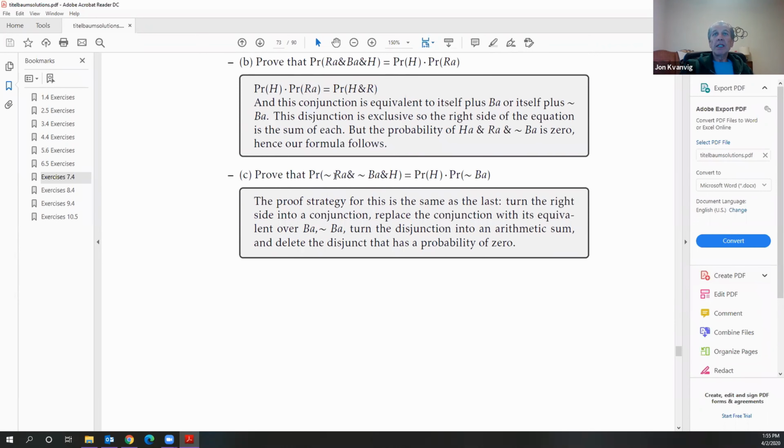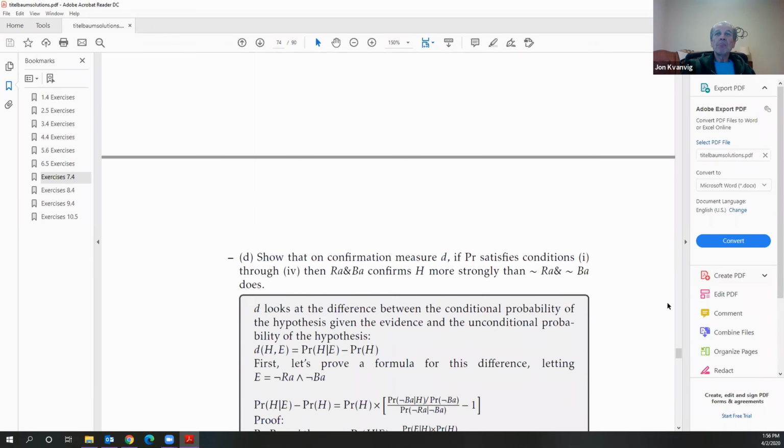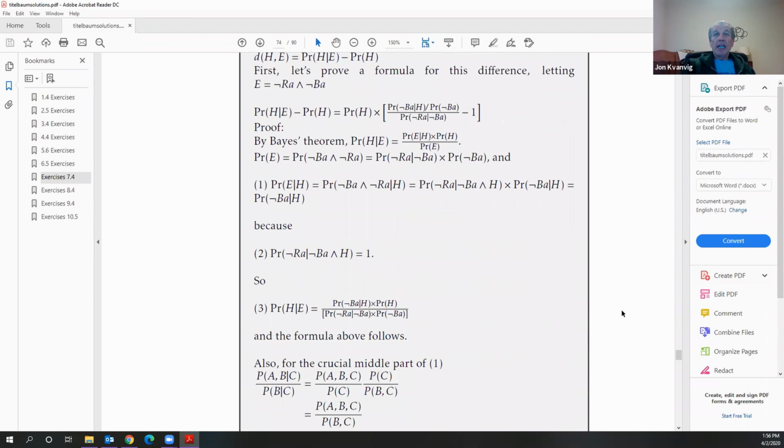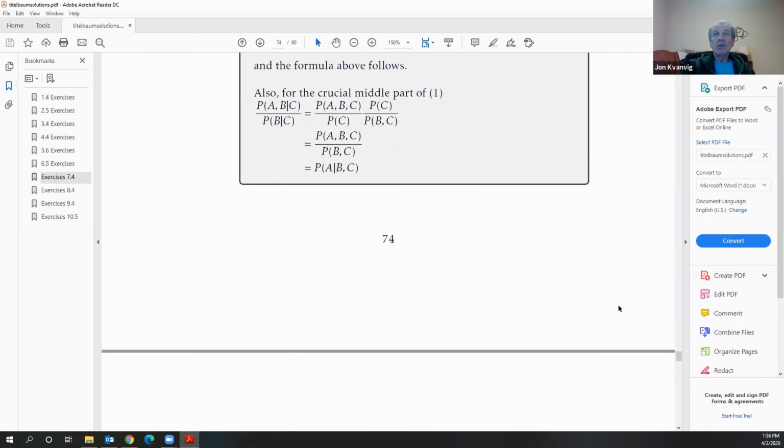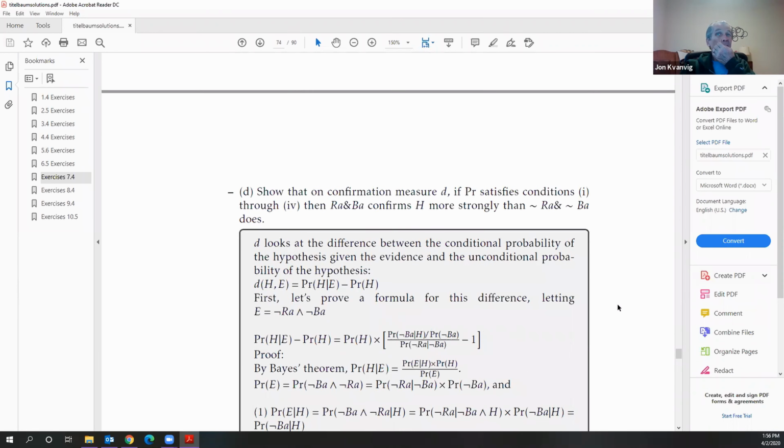Okay, prove that the probability of not RA and not BA and H is the same as the probability of H times the probability of not BA. The proof strategy here is the same as for the last. Turn the right side into a conjunction, replacing the conjunction with its equivalent over the BA not BA partition. Turn the disjunction into an arithmetic sum and then delete the disjunction that has a probability of 0. All right, this one's a little bit more complicated, as you can see. The proof is going to take us on to 2 pages.